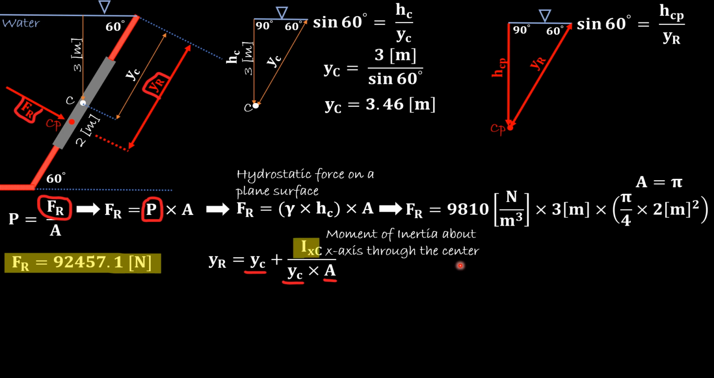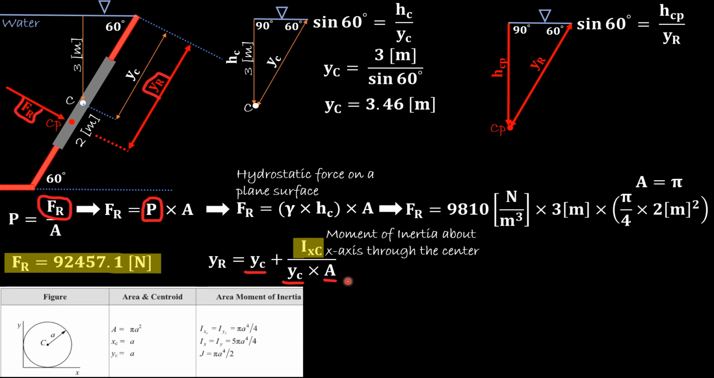So we want to find here what is this value. Now you can go to any engineering statics book, or even, I think, a fluid mechanics book, and you will find tables for commonly used shapes, like a circle, where it gives you the area, the centroid, and the moment of inertia at different axes, and it looks like this. So it will give you a figure, area and centroid, and moment of inertia.